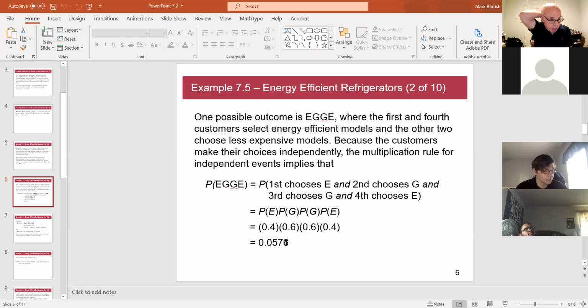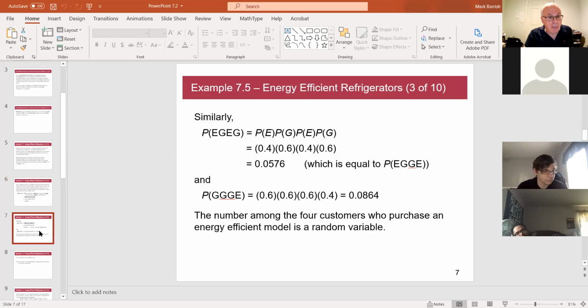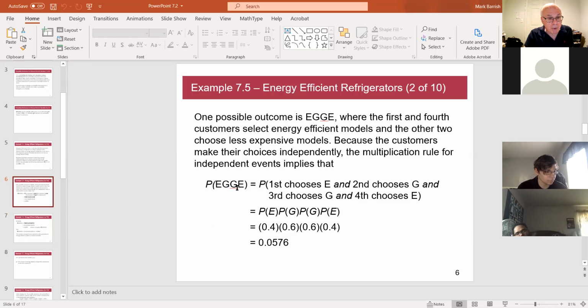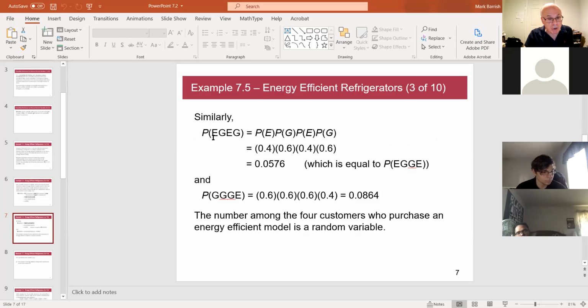Okay, so that's the probability for this particular event of these 4 people. This is their probability. Now you could picture, in this case, 2 people are selecting energy efficient, but it's the first and the last one. You could picture 2 people picking energy efficient, and maybe it's the first and third people, or maybe it's the last 2 people, whatever. So there's a few possibilities with that, but each one of them, if you multiply the probabilities, you're going to get 0.0576.